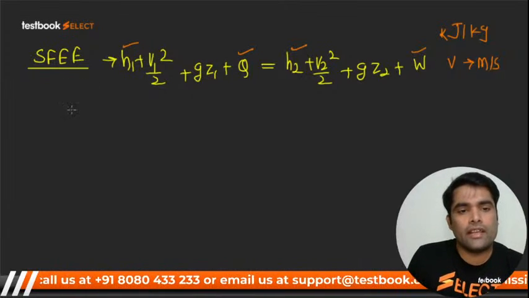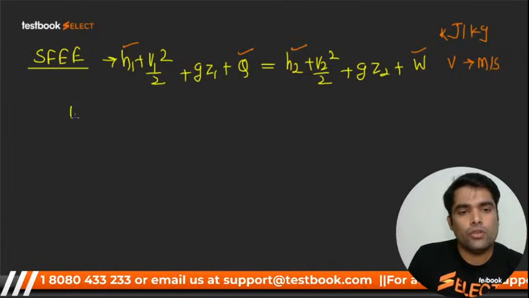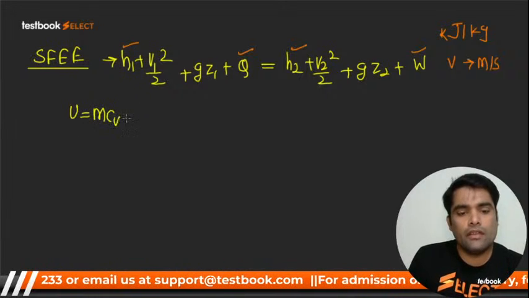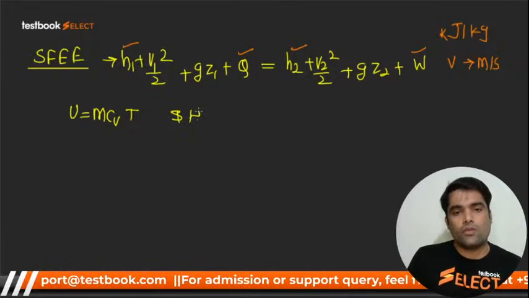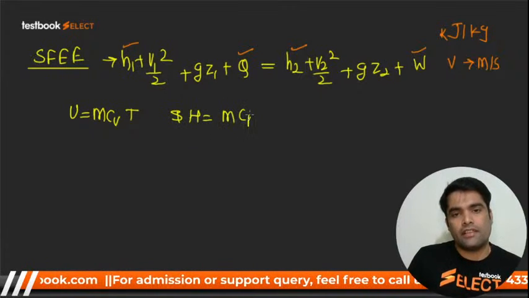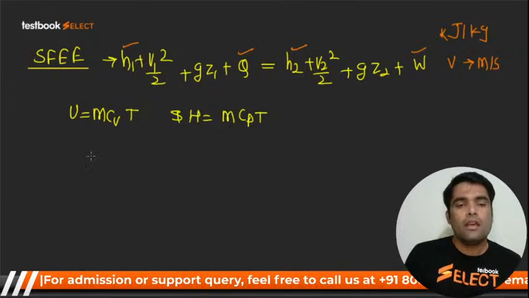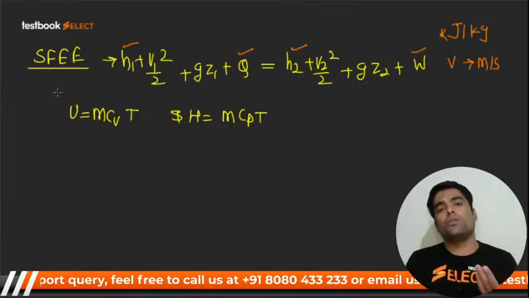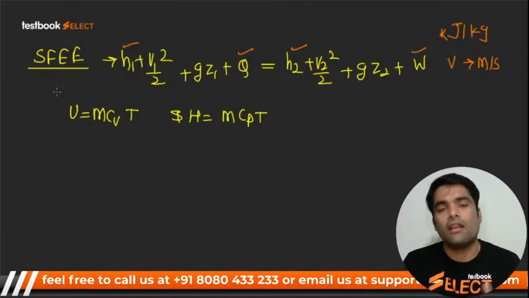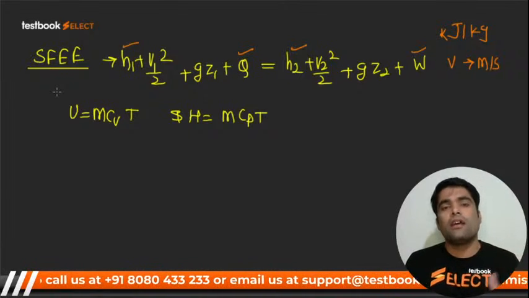Then we have seen for ideal gas, U is equal to m Cv T, and H is equal to m Cp T, right? One more thing I want to tell you, we have applied this steady flow energy equation to turbine, to boiler, to nozzle, to diffuser.